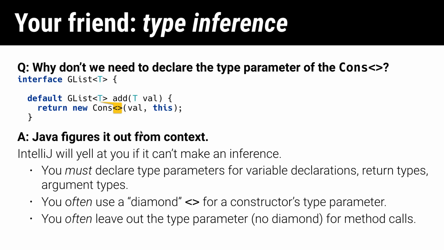The only times when you're going to have a type parameter declared are when you're declaring a variable, when you're declaring a return type, and when you're declaring arguments to a function or method. In almost every other place, Java will try to figure it out for you. And you can, when in doubt, put in the type parameter and see if everything works when you delete it.